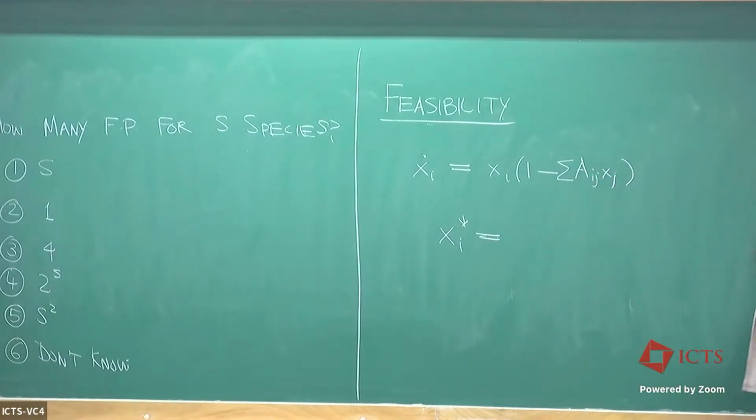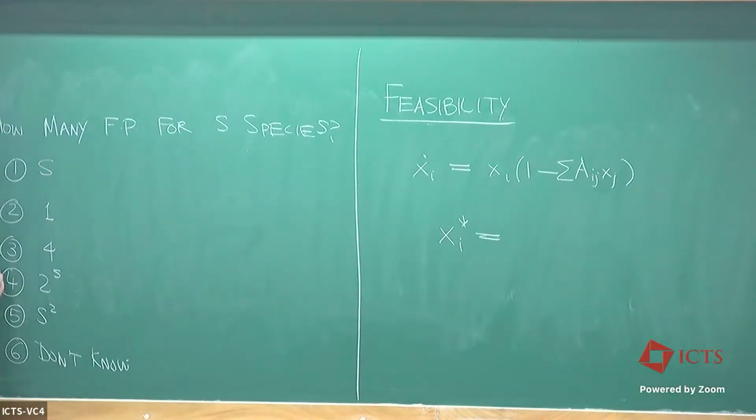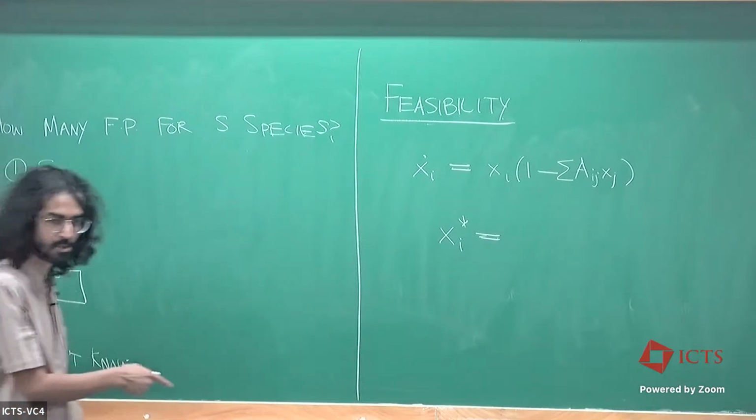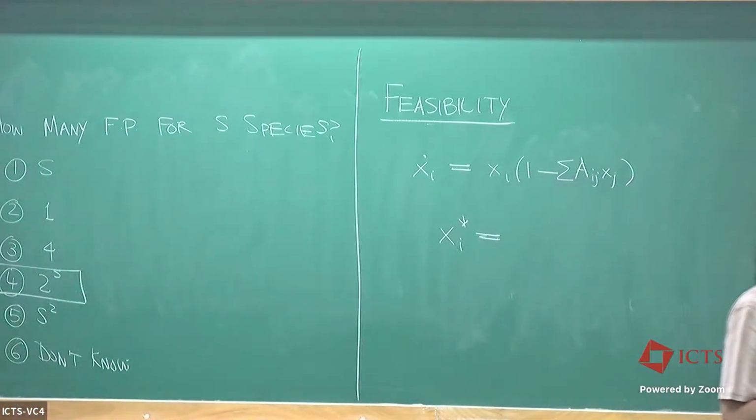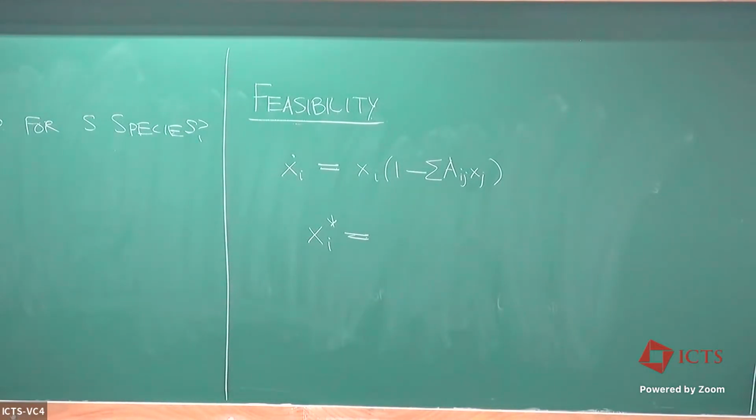Ready? 3, 2, 1. I would say most people have converged to 4, meaning not 4, but 2 to the S. Can someone give an argument for 2 to the S? Not a great one, but in the last class we saw the Lotka-Volterra model with 2 species where we had 4 fixed points. So based on that, it should be either 4 or 5.